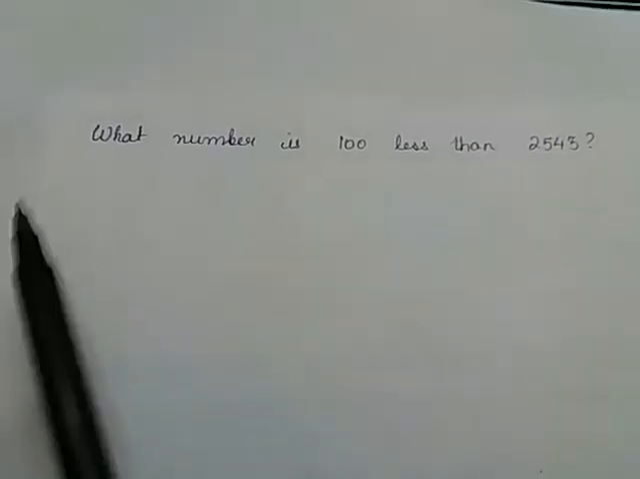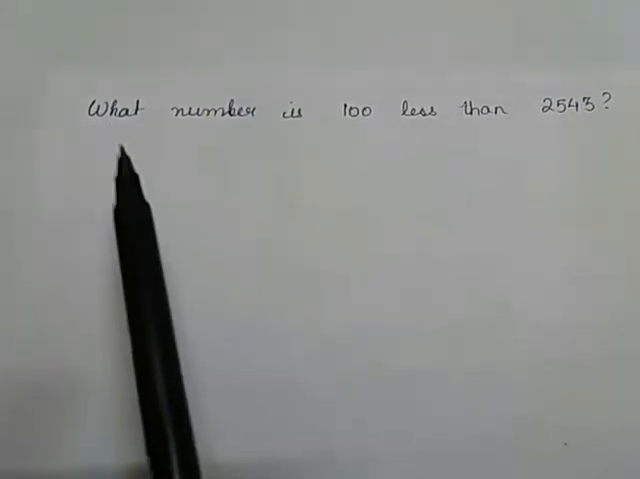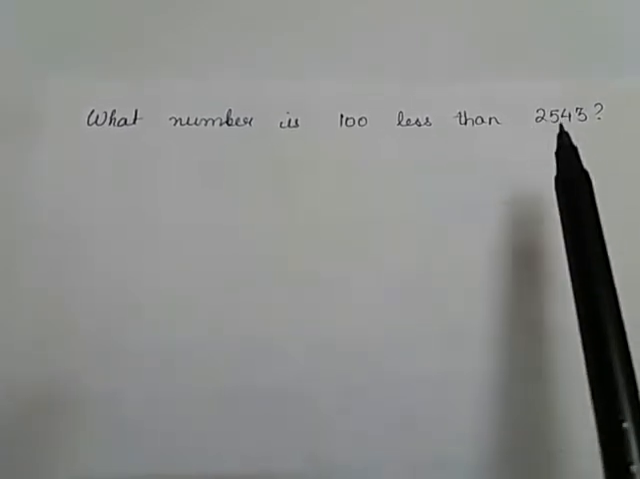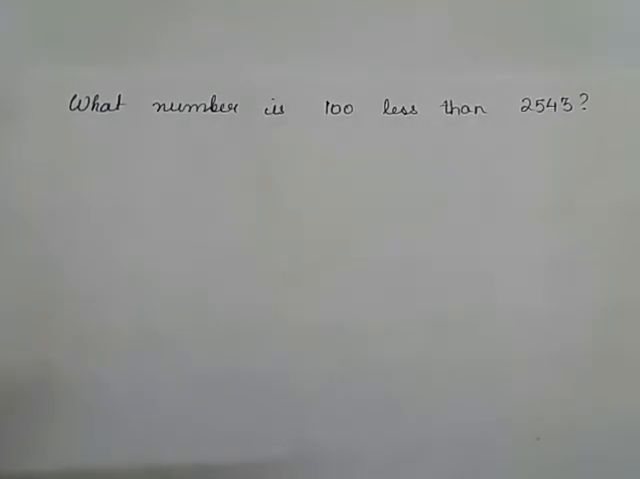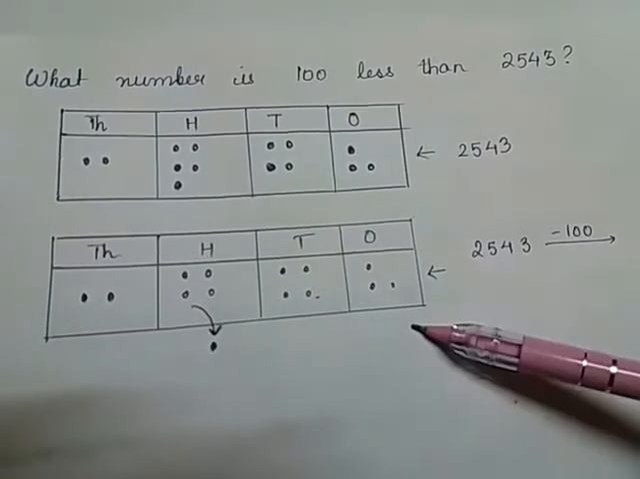Here we will again continue with that same question. Now the question is saying, what number is 100 less than 2543? For this, again we have to draw a place value chart, and let's see what will be the answer. Here we have drawn two place value charts.